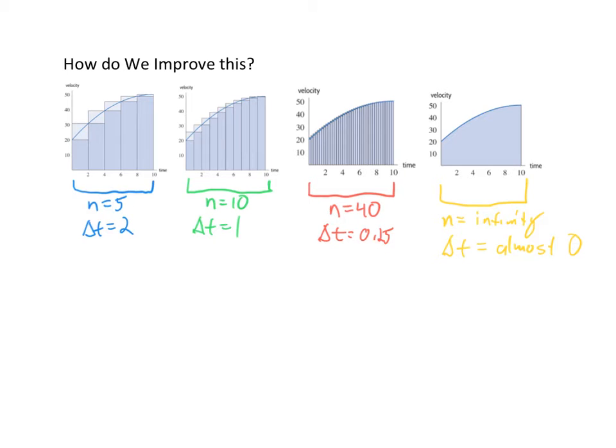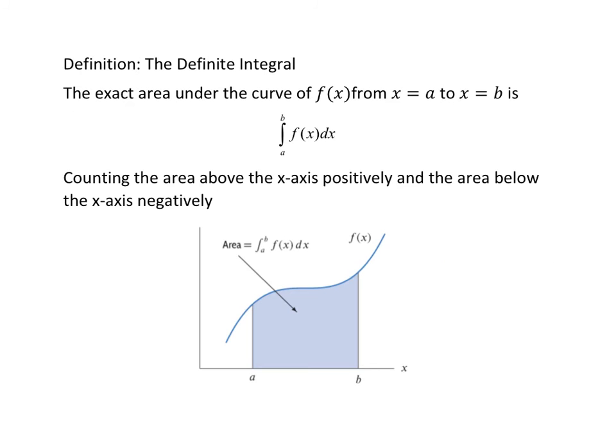In section 5.3, we're going to actually talk about a method or a theorem that allows us to find that exact area. But first, let's define how we mathematically represent the exact area underneath a curve. The exact area underneath the curve is what we call the definite integral. So the exact area under the curve of f of x from x equals a to x equals b is defined by this thing here. We say this is the definite integral from a to b of f of x dx.